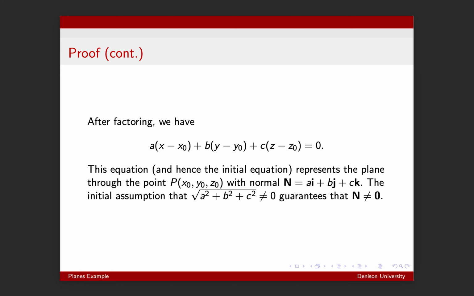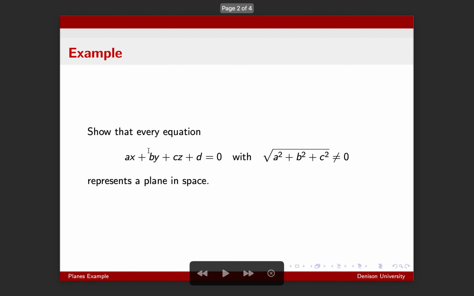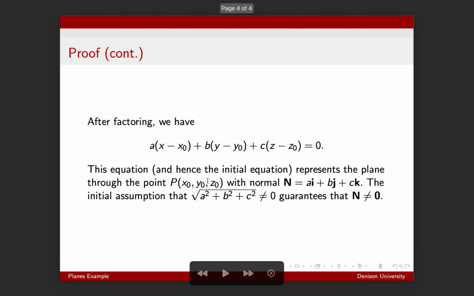So then this equation should look kind of familiar, as it's the equation of a plane through a point x naught, y naught, and z naught. So since this equation represents a plane, then the initial equation, this one, which we're asked to show represents a plane in space, does actually represent a plane in space.